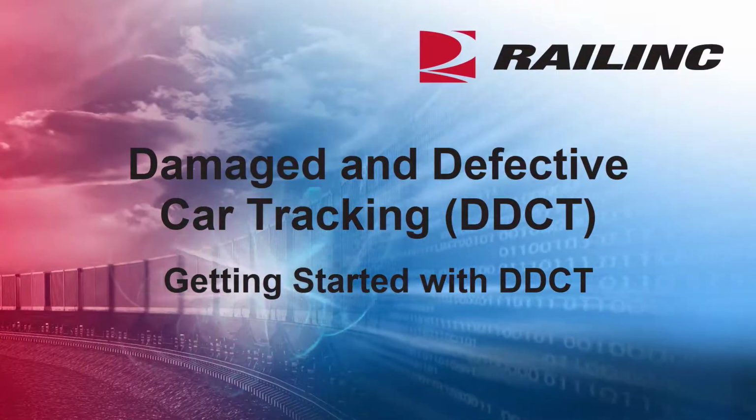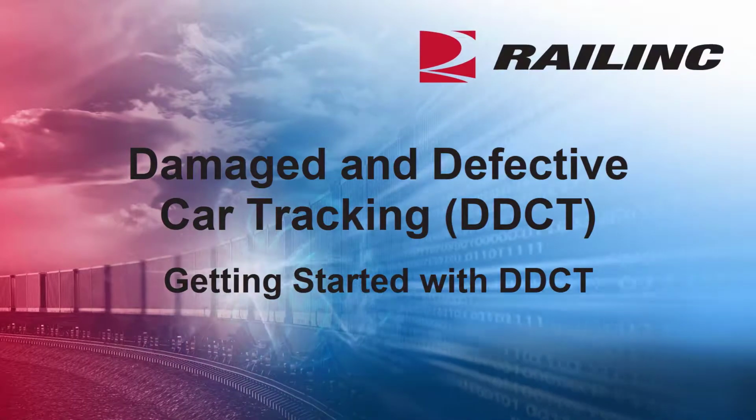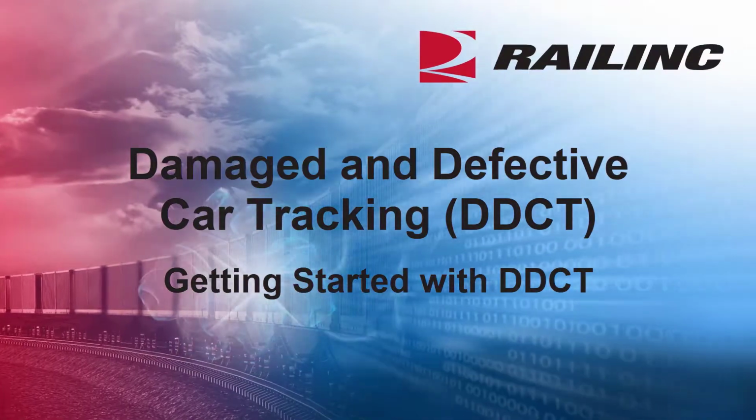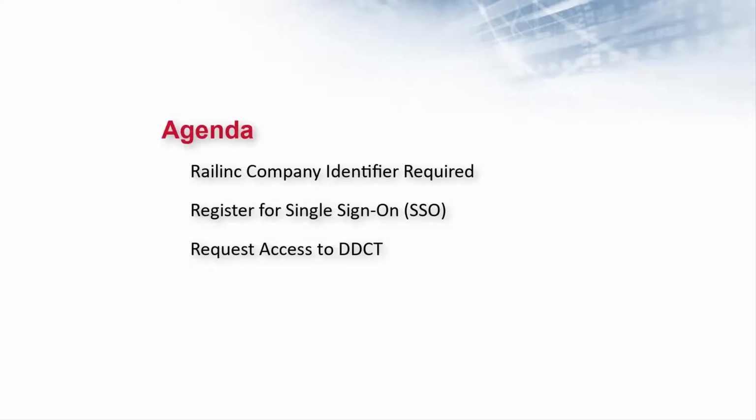Welcome to this overview of how to get started using RailLink's Damaged and Defective Car Tracking System, known as DDCT. In this video, you'll learn about the RailLink Company Identifier requirement, how to register for single sign-on, and how to request access to DDCT. These steps are required before you can use the DDCT system.